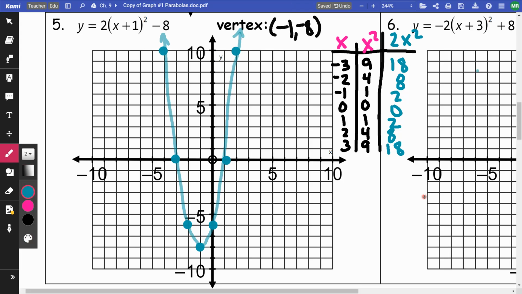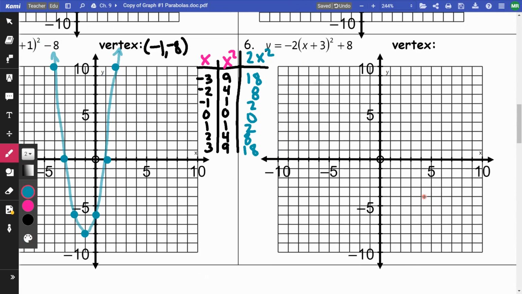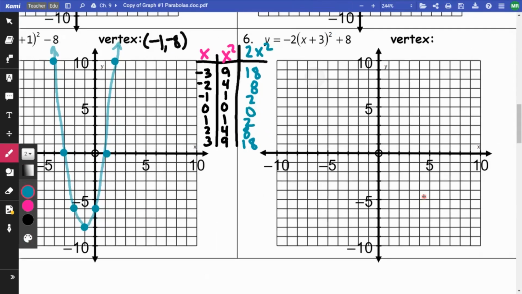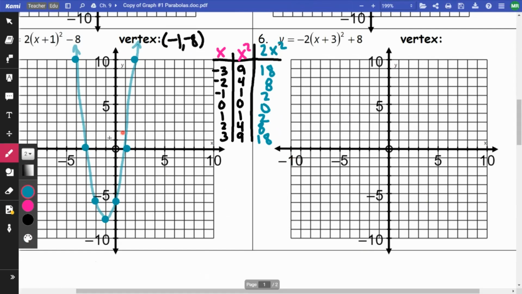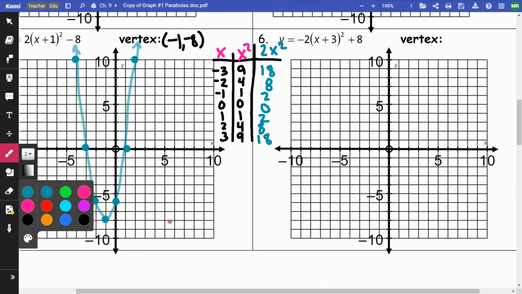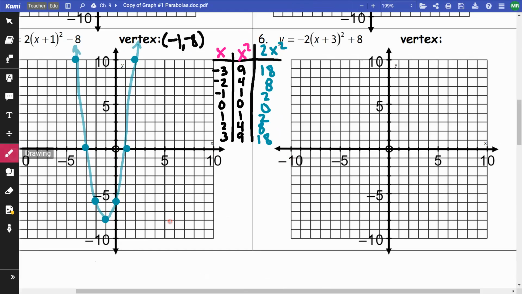Now, if I'm doing one like number 6, again, I'm really taking the same parabola, but it's going to be flipped. Okay. So first off, let me find my vertex. So my vertex, because of this, is going to be -3, and because of this, comma 8. So I am going to go to -3, comma 8, which is up here.